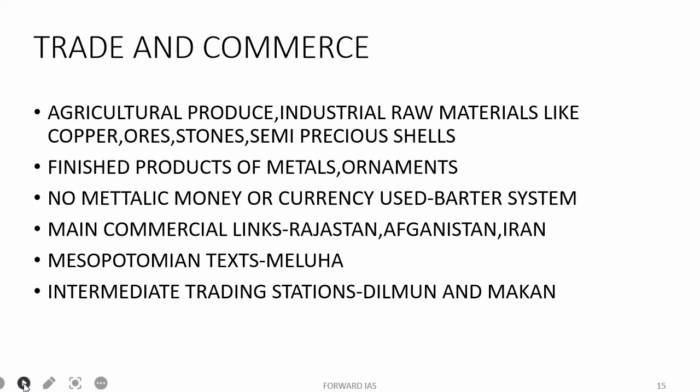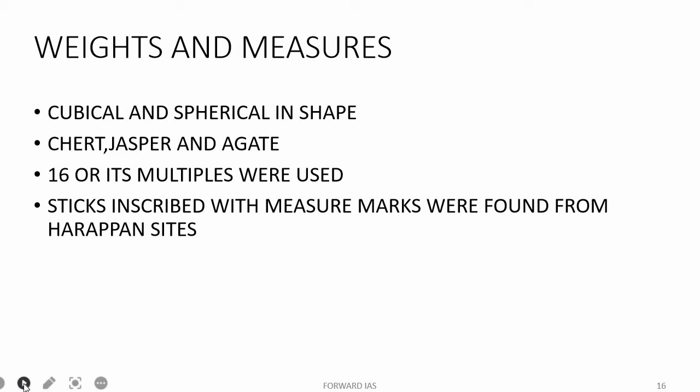For conducting trade and commerce, they used different types of weights and measures. Cubical and spherical weights were there. They were made out of materials like chert, jasper and agate. The weighing was done in 16 or its multiples. In modern times also we used this kind of measure, like 16 annas forming 1 rupee. For measuring length, they used sticks inscribed with measurement marks. These were discovered from many Harappan sites. One was made out of bronze.